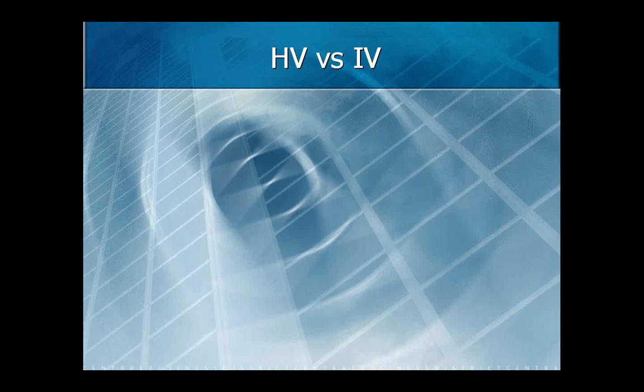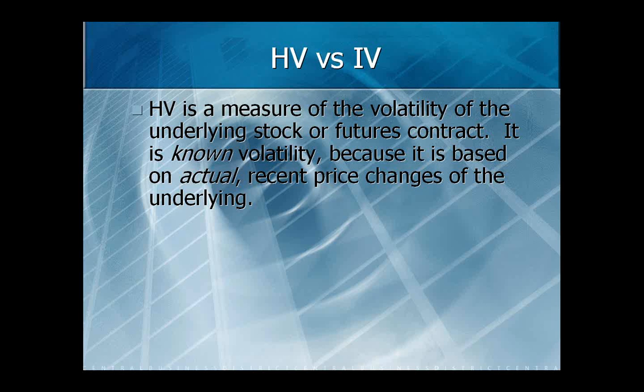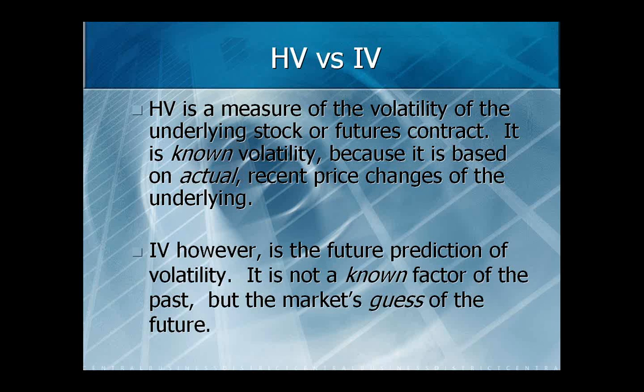Here's the difference between historical volatility and implied volatility. Historical volatility is a measure of the volatility of the underlying stock or futures contract. It is a known volatility. It's a known factor, because it's based on actual recent price changes of the underlying. On the other hand, the other type of volatility is implied volatility. Implied volatility is the future prediction of volatility. It's not a known factor of the past, but the market's guess of the future.